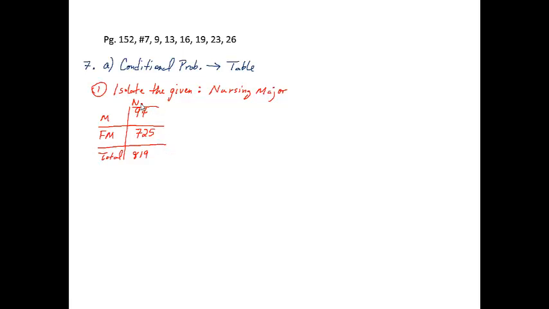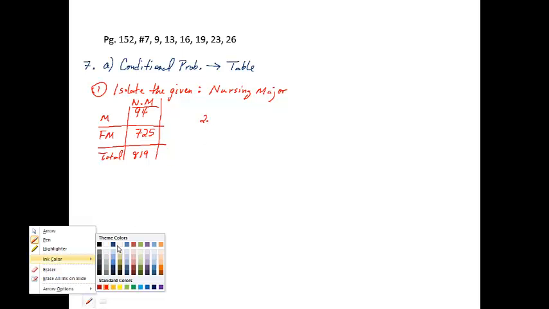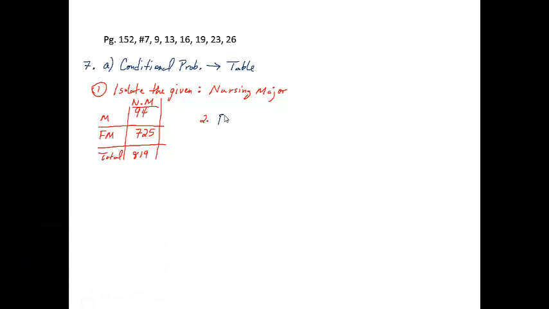And these are my nursing majors. Okay, so isolate the given, and then step 2 would be to find the actual probability that you're looking for. So what I'm going to do is change the color of my pen, and it wants the probability of male given a nursing major. So I isolate the nursing majors. Those are the only ones I'm considering. Remember, the given means it's already occurred.